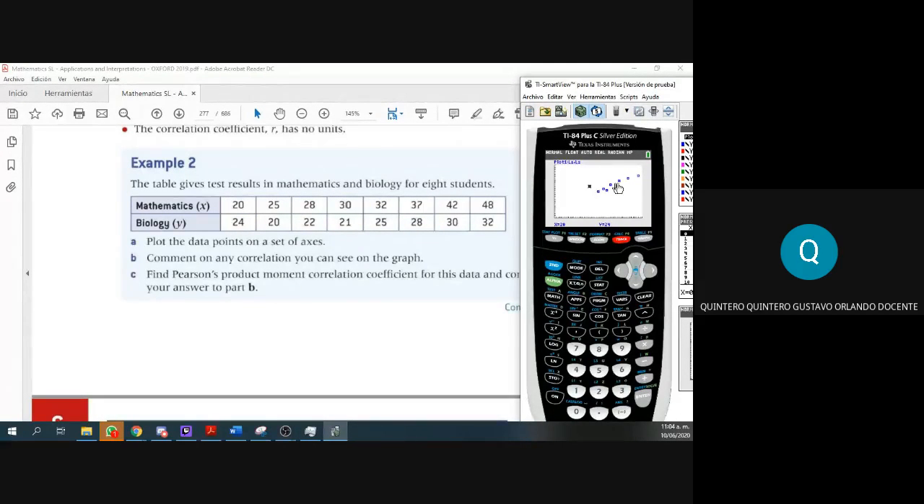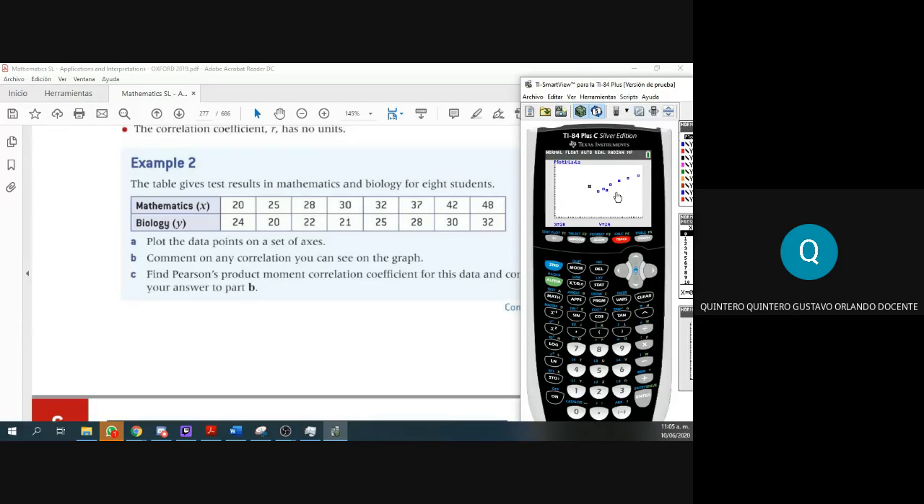Just by looking at this, that was question 1, right? Plot the data. For question 2, comment on any correlation you can see on the graph. Just by looking at the graph, guys. At this point, we haven't really used the R. Just by looking at the graph, we can tell if this is a strong, a weak, or a moderate correlation. Now, the points are really close to each other, so this is a strong correlation, right?